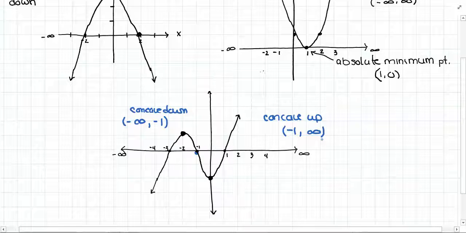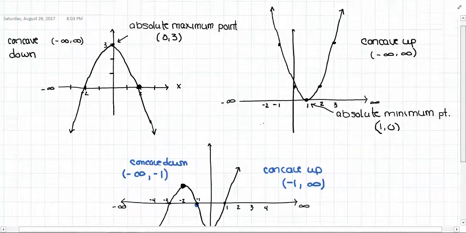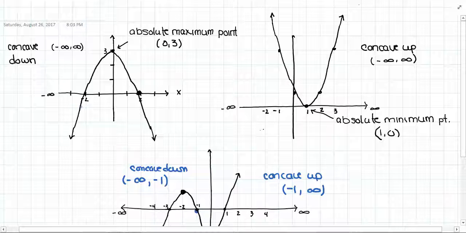Okay. Let me go back to our graph over here. Notice this has a high point, if you will, and it's the highest point on the entire graph right here at this point, 0, 3. Call that an absolute maximum point. It's the highest point on the entire graph. We have an absolute minimum point here at 1, 0. It's the lowest point on the entire graph, because the graph's going to keep on going upward.